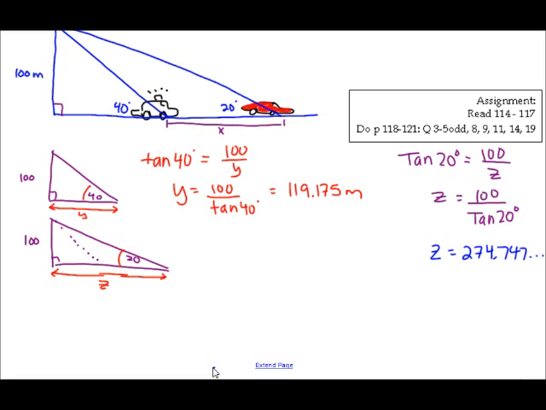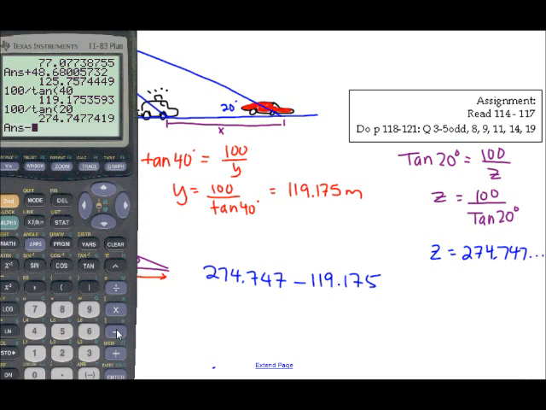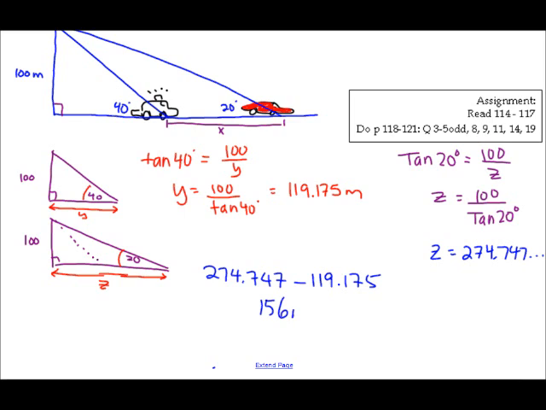Okay, so now that we have these two values, we said we're going to do what? Subtract them. So minus 119. I'm going to keep it exact. It's always better to keep it exact. Then you know you're not going to be off 1 or 2 decimal places. So to the nearest meter, 156 meters apart. Easiest way to do it though would be 100 divided by tan 10 minus 100 divided by tan 40. Yes, you can do it all at one step. Just do it. Yeah. Okay.